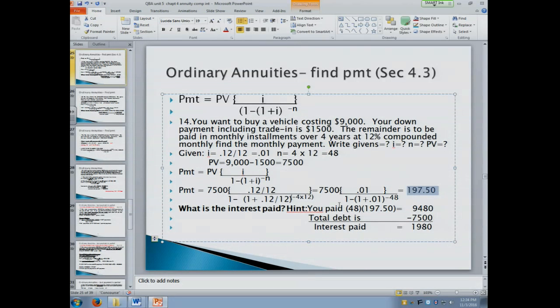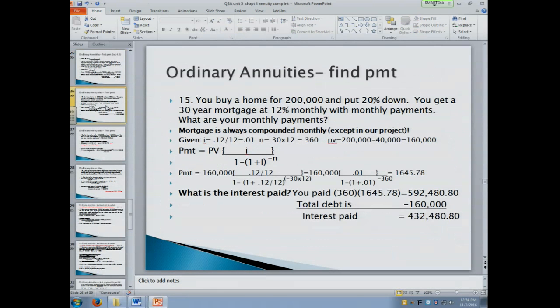If I say to you, what's the interest? Well, I just said you're going to pay 48 times, you're going to pay $197.50. So out of your pocket, you're going to pay $9,480. Your total debt was only $7,500. So your interest is the difference between these two numbers. So the interest you paid, $1,980. And that interest is not tax deductible. Interest on cars is not tax deductible unless it is a company vehicle.